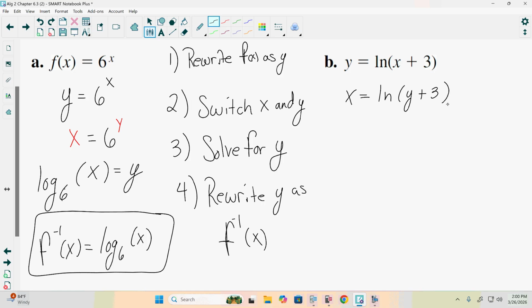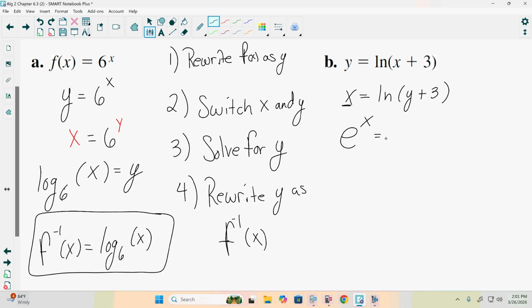Now we can do the switching method to solve for y, to get y by itself. We're trying to get that y out of the log by switching it to an exponential. Since it's a logarithmic, the base is understood to be e. So we have e to what power? It would be to the x.